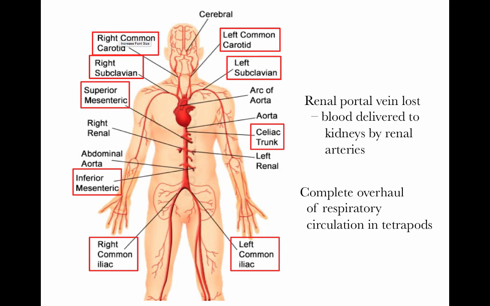So as we'll see as we go on, what happens is that there's a complete overhaul of the circulation involved with the respiratory system when we get to tetrapods, and we will look in great detail at that evolutionary process in the next web lecture that discusses the evolution of these aortic arches through time.